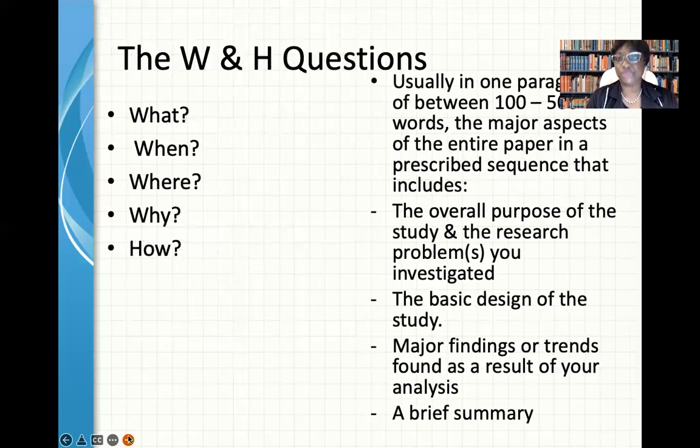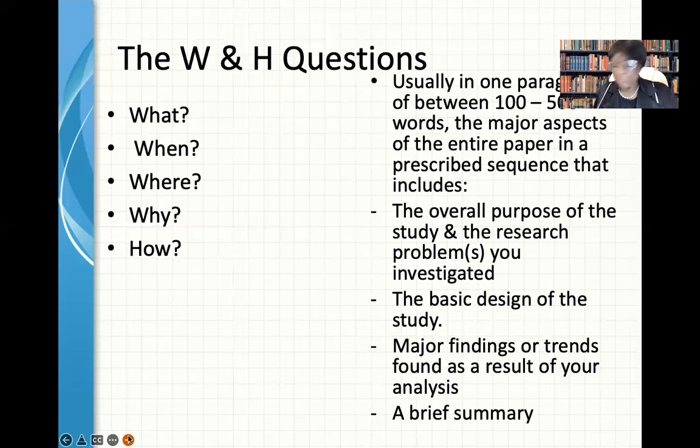There's something called the W and H questions. The what, the when, the where, the why, and the how. These what, when, where, why, how questions are very important in getting a good abstract. Usually in one paragraph of between 100 to 500 words, the major aspects of the entire paper in a prescribed sequence. We include the overall purpose of the study and the research problems you investigated. A research is an investigation. A research is a study. The basic design of the study.